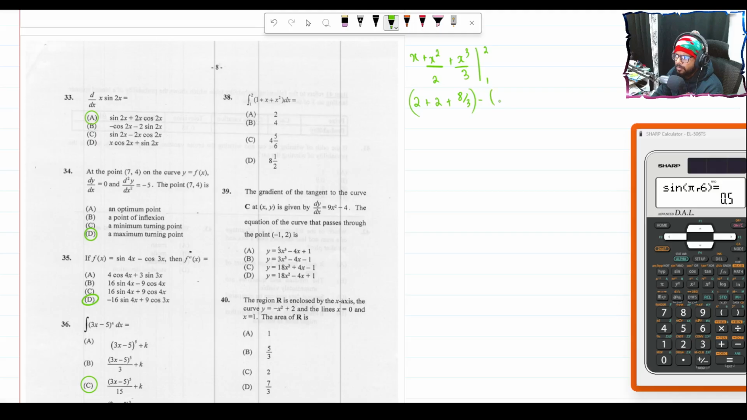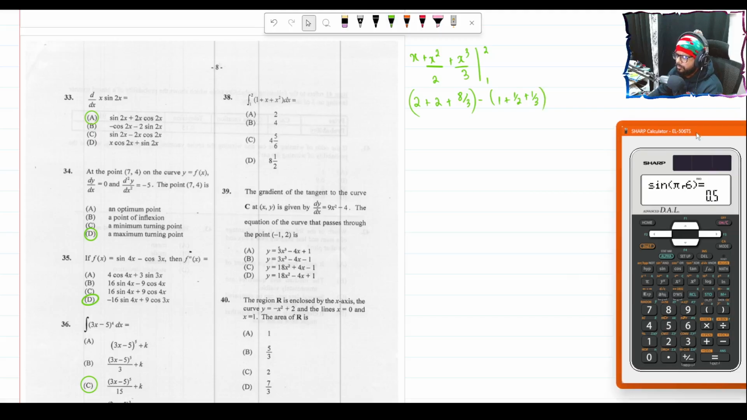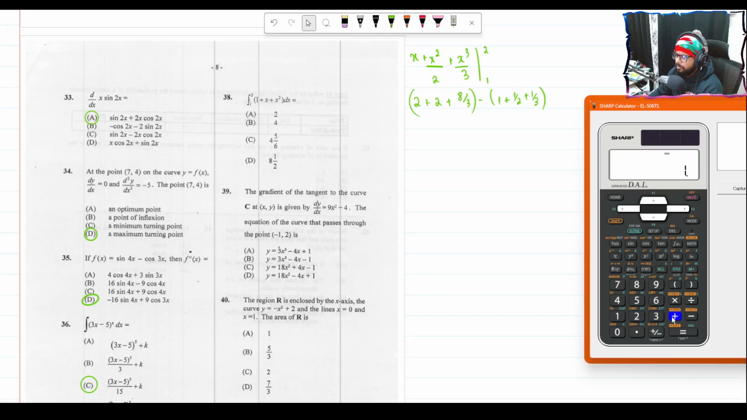Take away 1 plus a half plus a third. 1 plus a half plus a third is 1 and 5/6. And 2 and 2 is 4 plus 8 over 3, take away 1 and 5/6, right? So the answer on my calculator is 1 and 5/6.